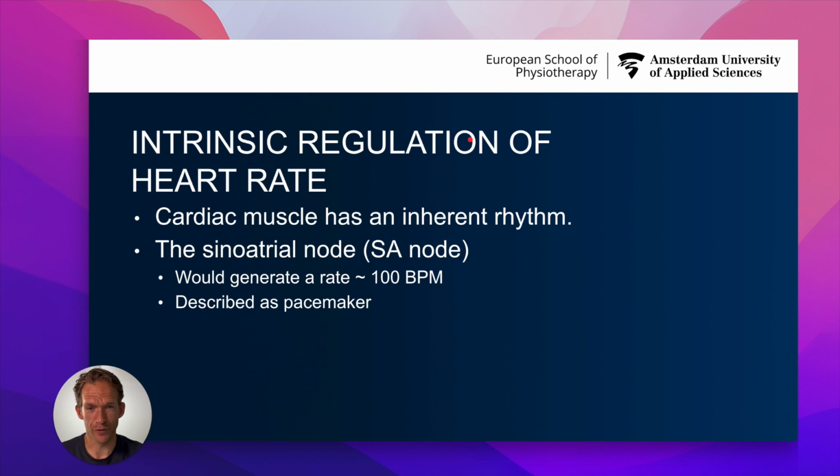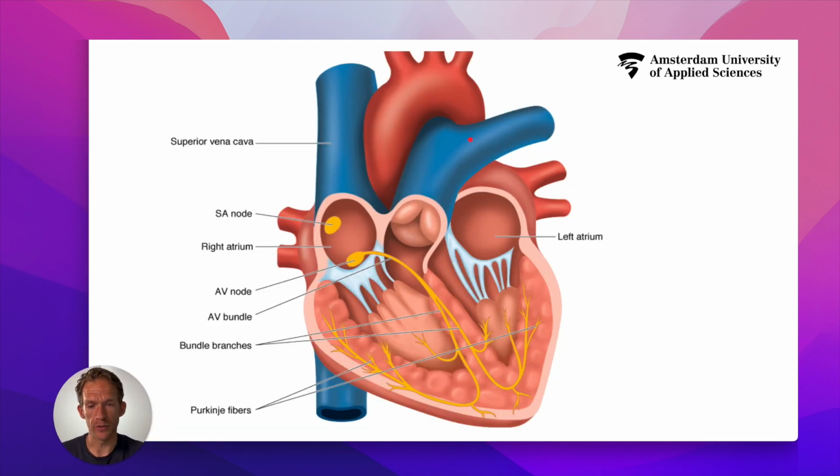If during surgery, for example, you were able to take the heart out of the body and put it in a bowl of water with some ATP and some other nutrients that it needs, then it would actually continue to pump without any further input at a frequency of 100 beats per minute. So that is caused by the SA node. The SA node is located right here in the top corner of the right atrium.